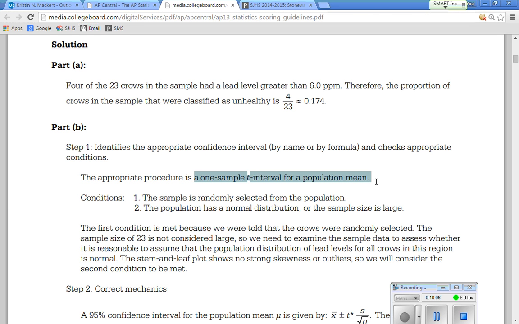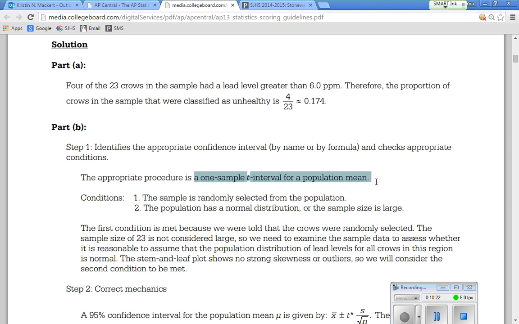Okay. What was the averages we were looking for, by the way? I don't have the thing in front of me. Something about crows. What was it? What were we looking for? The average what? Lead level. Okay. Thinking about context we're talking about.